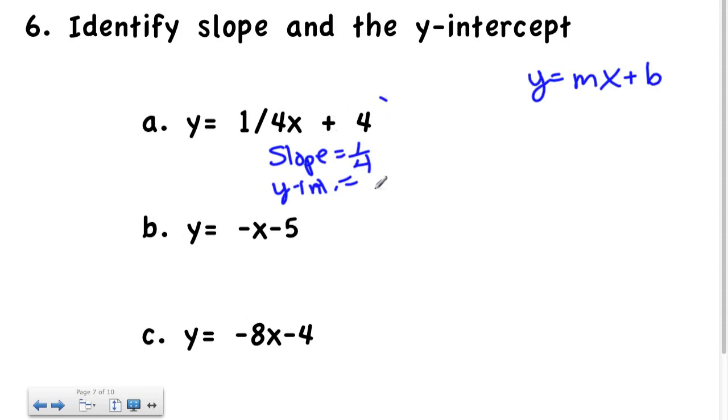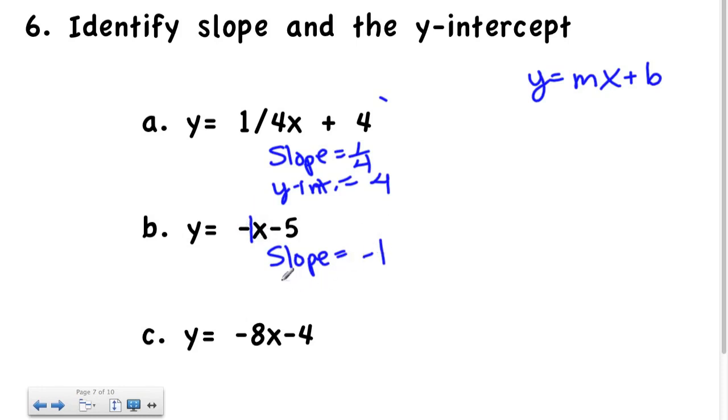So it's a positive 4, so your y-intercept intersects the y-axis at positive 4. And then for the next one, for b, y equals negative x minus 5. Your slope is whatever is in front of the x. Well, this is a hidden number 1, so our slope is actually going to be negative 1. So that one's a little tricky, so make sure that you realize that this is 1x, so it's negative 1x.